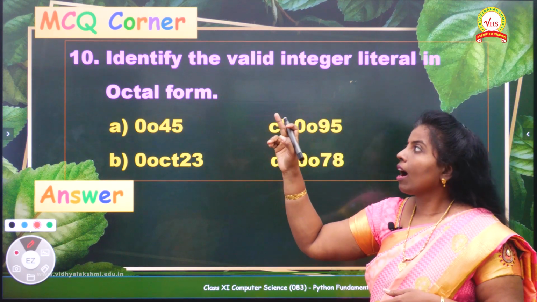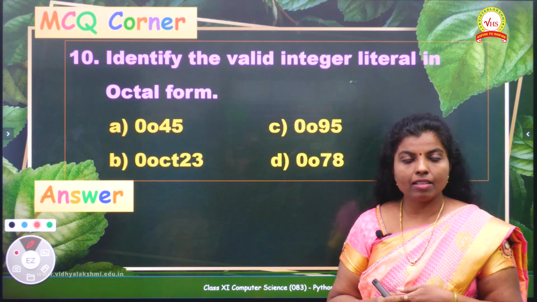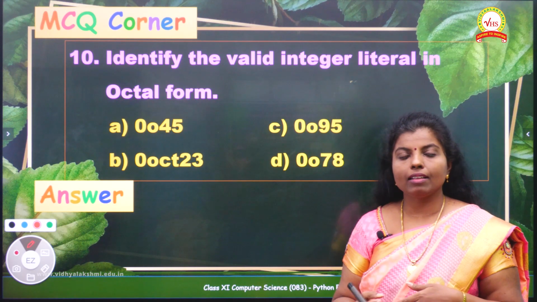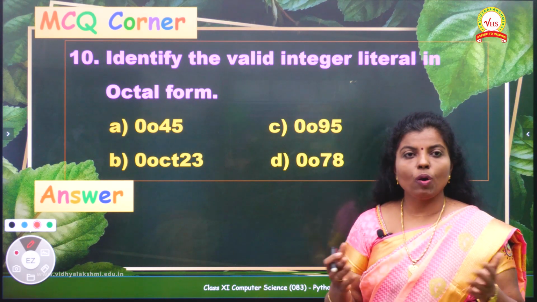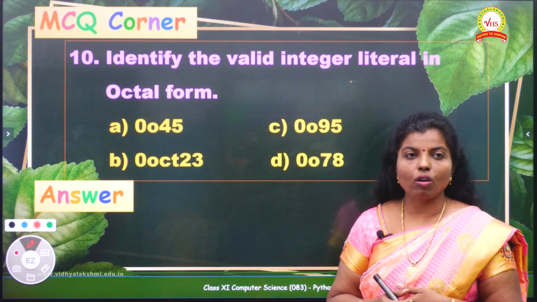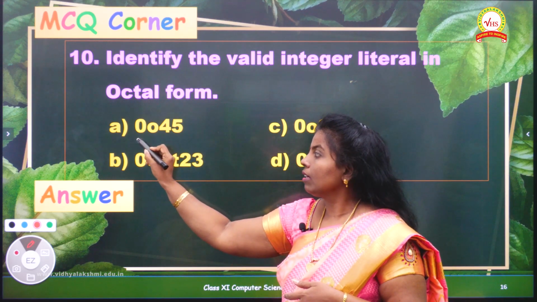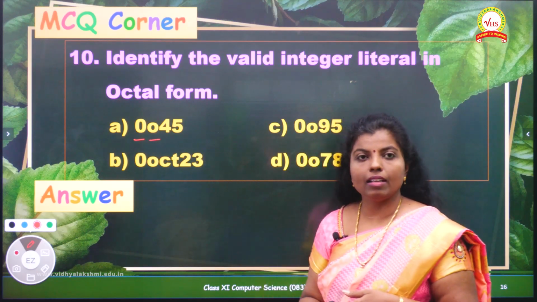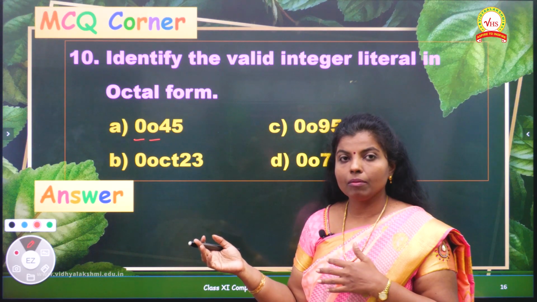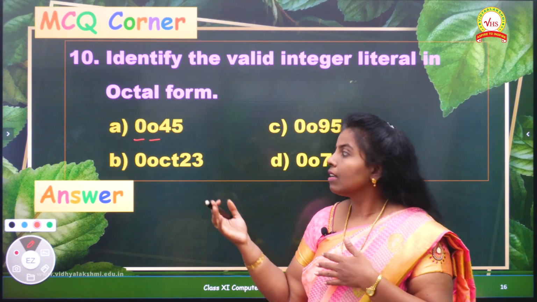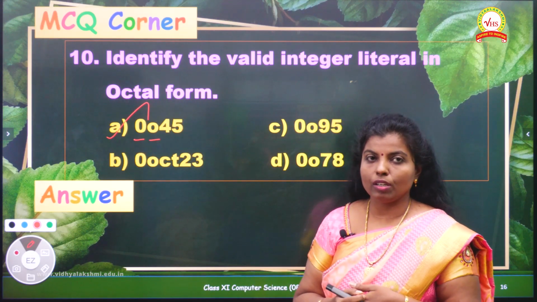The next question, identify the valid integer literal in octal form. The octal form always begins with the number 0 followed by the letter O and followed by any valid combination of numbers between 0 and 7. Then it can be a valid octal number. And if you see the first option, it begins with the number 0 followed by the letter O followed by two numbers. These two numbers are in the range of 0 to 7. So this is going to be the valid integer literal in octal form.